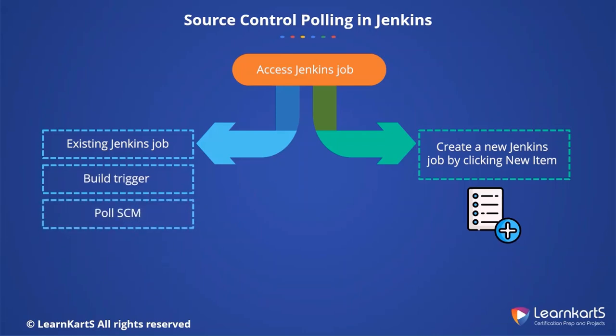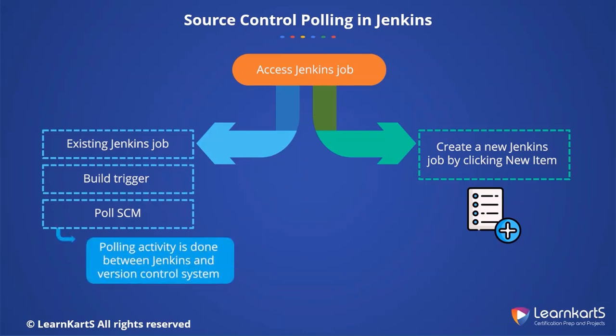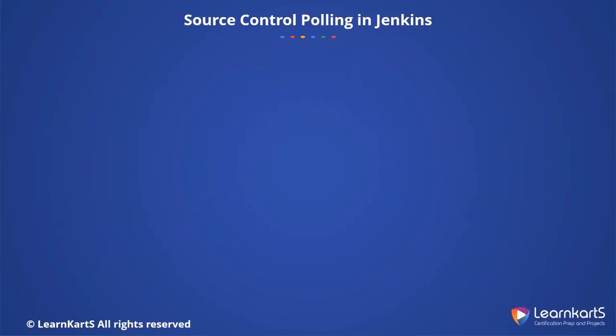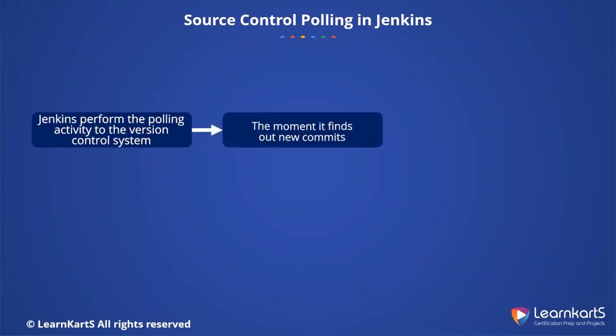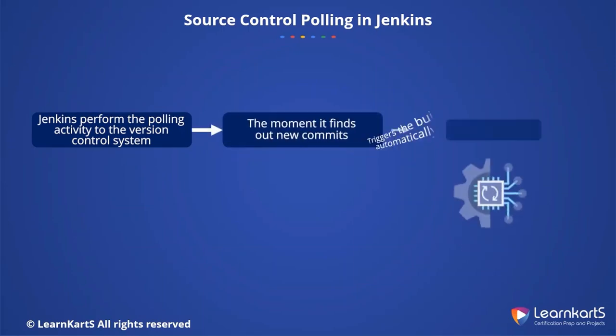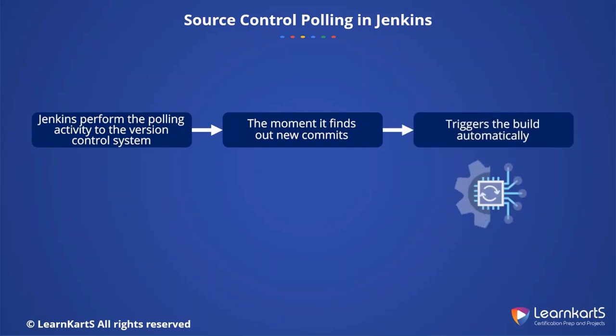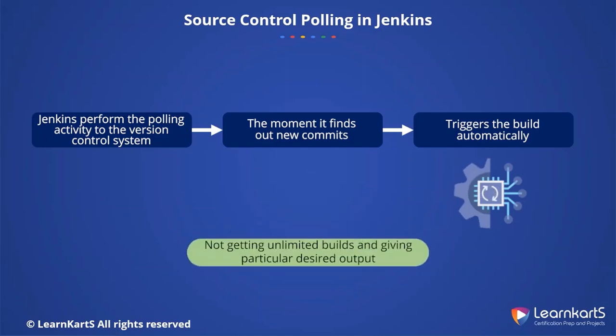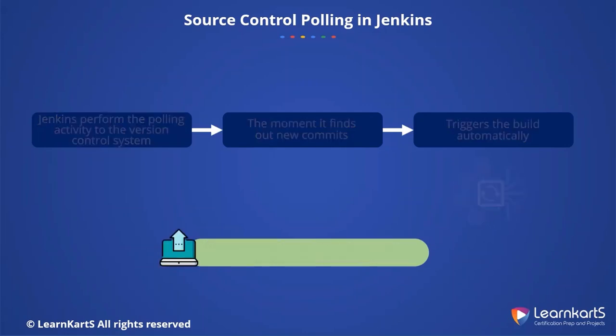So the poll SCM option is the official name for the polling activity, which we typically do between Jenkins and the version control system. Jenkins will be polling the version control system so that the moment it finds a new commit available there, it will trigger the build automatically. This is a very precise trigger, and we will not be getting unlimited builds. It will give you the desired output, and an automated trigger will be triggered completely. So this is the window here.